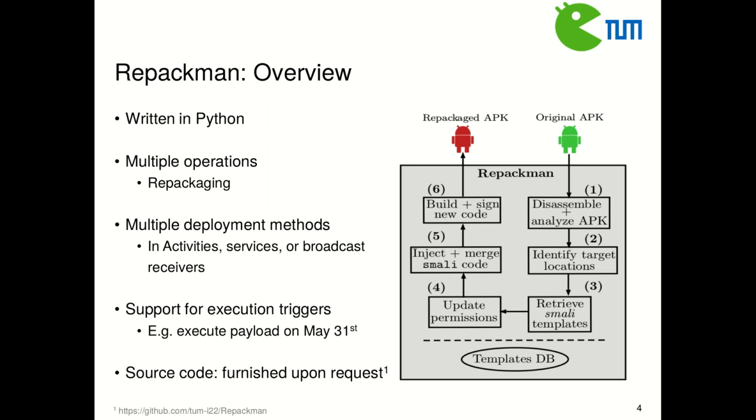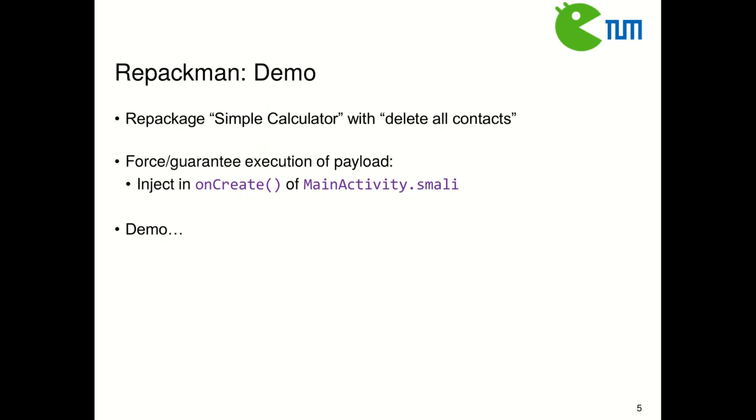Lastly, the modified code of the app will be reassembled using APKTool and signed using a private key supplied by the user. Now we demonstrate how the tool works by repackaging a simple calculator app with the delete contacts payload. In this example, we repackage the app using a mode that guarantees the execution of the payload by injecting it in the onCreate method of the app's main activity.